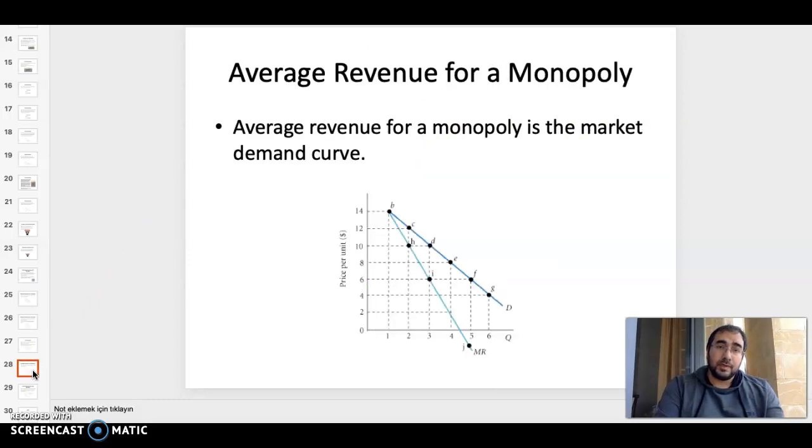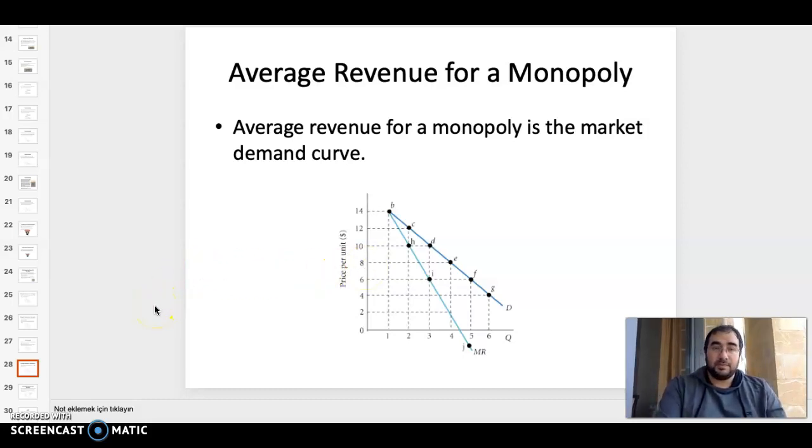So, the average revenue of the monopoly. What is the average revenue of the monopoly? When our monopoly sells 4 units, it is, for example, selling it for $8. So it is getting 4 times $8 revenue, that's 32. In order to find the average, you need to divide it by 4. 4 times 8 divided by 4 is 8. So average revenue is price. Here we have exactly the same thing as in the perfectly competitive market.